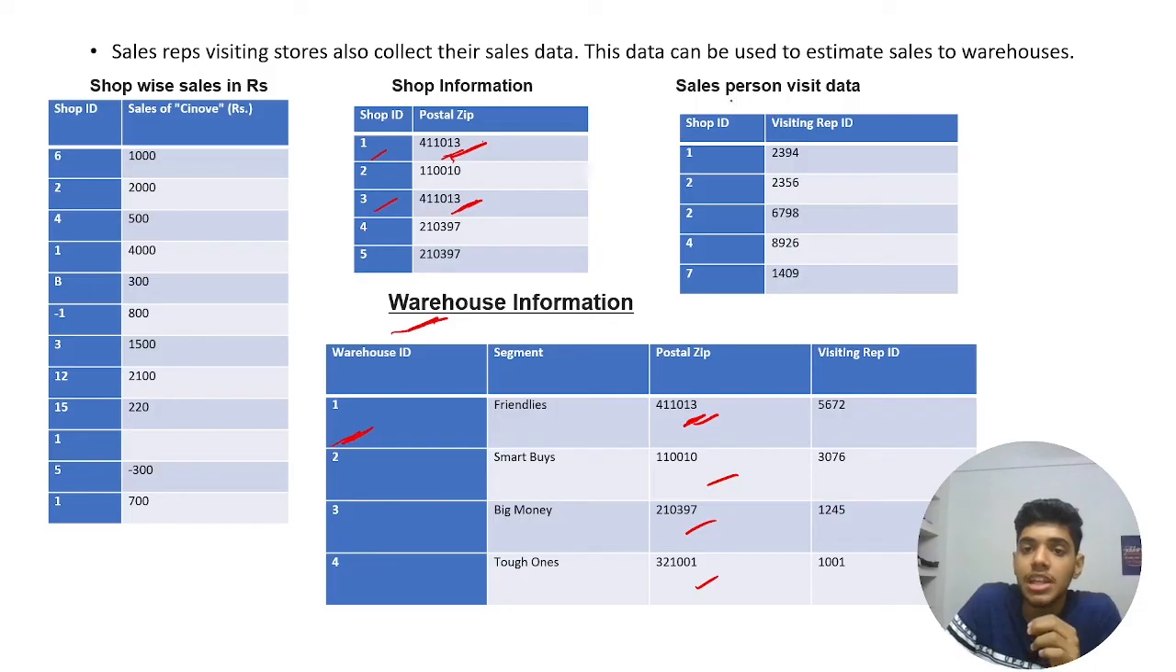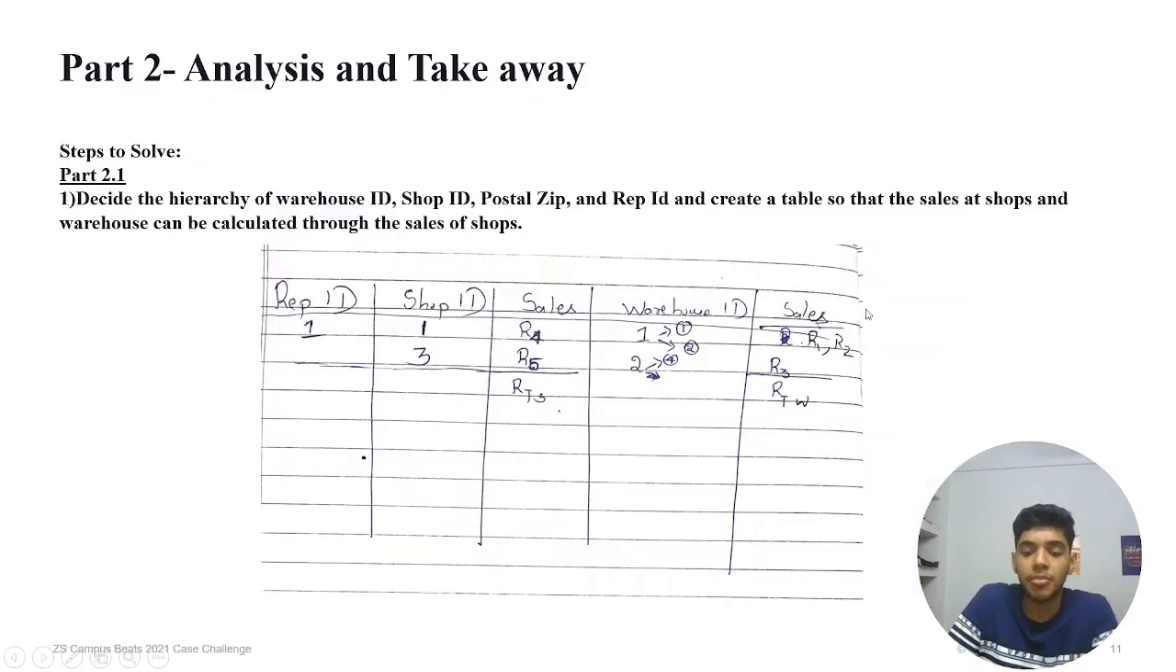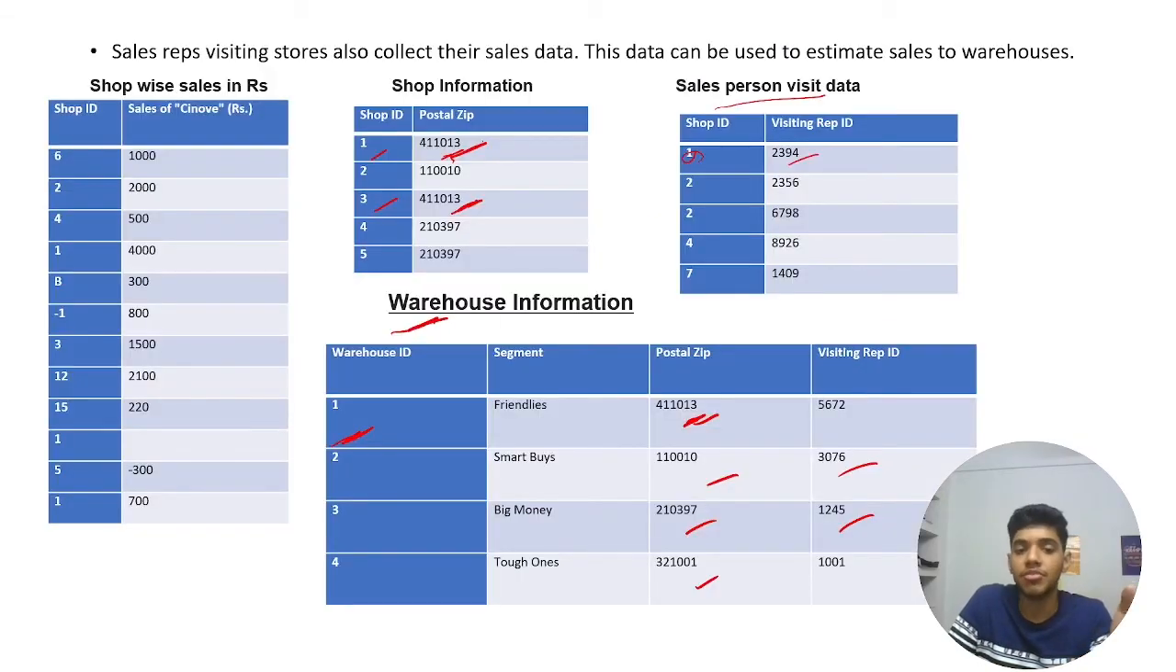Also, this table is the salesperson's visit data. It shows which representative has gone to which shop ID to convince them. This is also given for warehouse ID: for warehouse ID 1, the visiting representative ID is 5672. For 2 it is 3076. For 3 it is 1245. So we can see that the representative ID is different for shops and for warehouses. It is also possible that a single person will not go to convince both a shop and the warehouse it buys from. Different representatives go for a shop and for a warehouse.